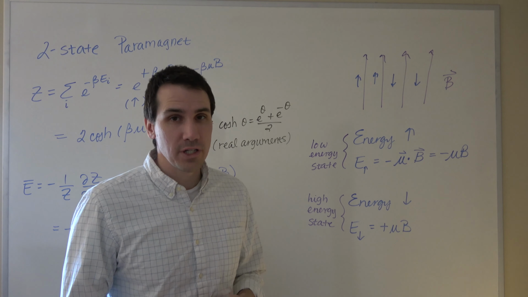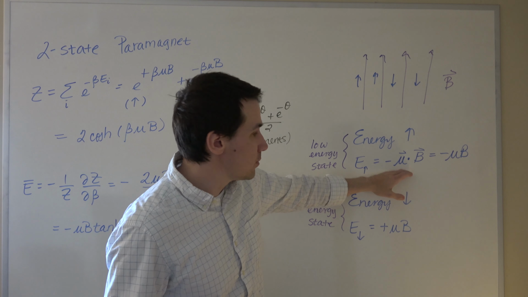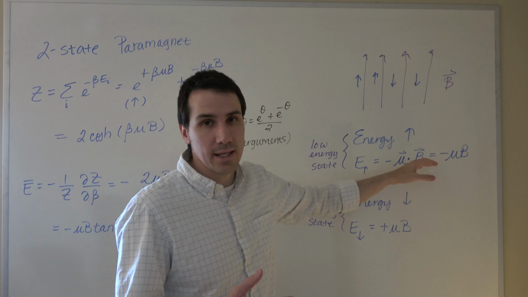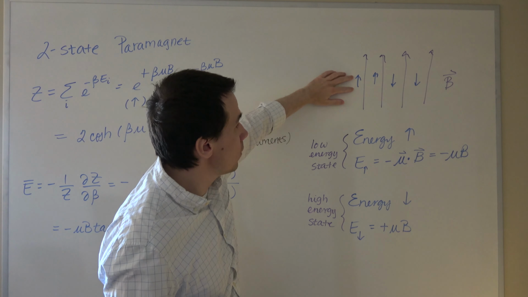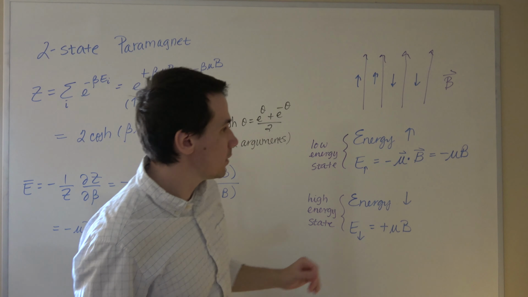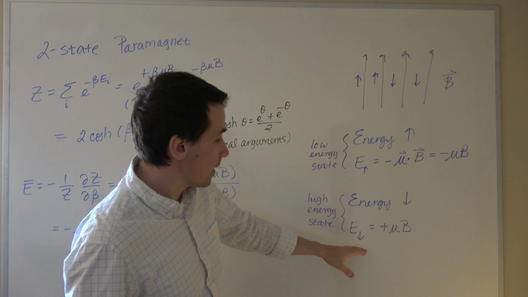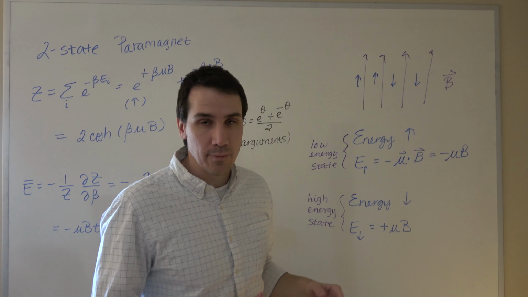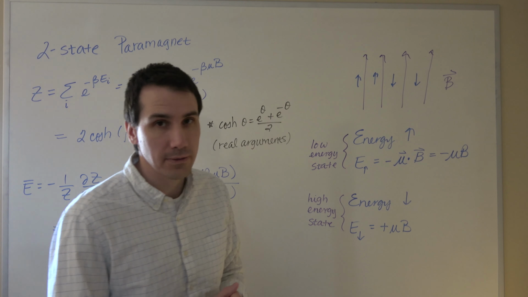To find the energy of each of these states, we can use the equation energy equals negative mu dot B. Mu tells us about the strength and direction of the magnetic moment for the electron, and B is the external magnetic field. When the electron's magnetic moment points in the same direction as the external field, we end up with negative mu times B as our energy. And when they are anti-aligned, we end up with positive mu times B, because we pick up an extra minus sign from the dot product, from the magnetic moment being anti-aligned with the external magnetic field.